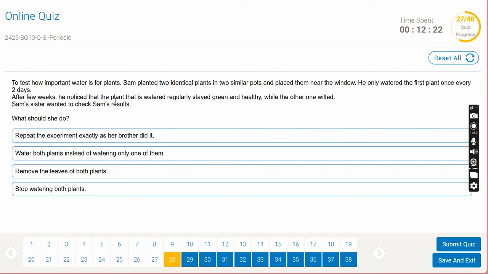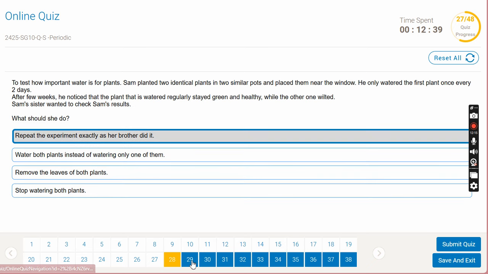After a few weeks, he noticed that the plant watered regularly stayed green and healthy, while the other one wilted. Sam's sister wanted to check Sam's results. So what did she do? This experiment is perfect. Because he's testing the water, he added water in one of the plants and not in the other one. So what is she supposed to do? Repeat the experiment exactly as her brother did.